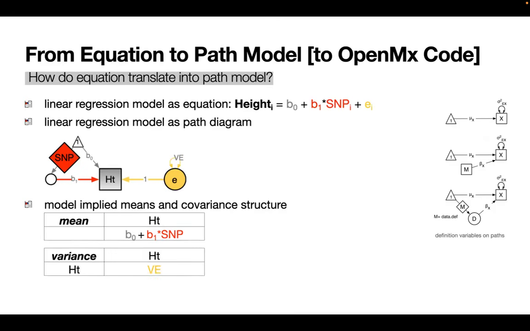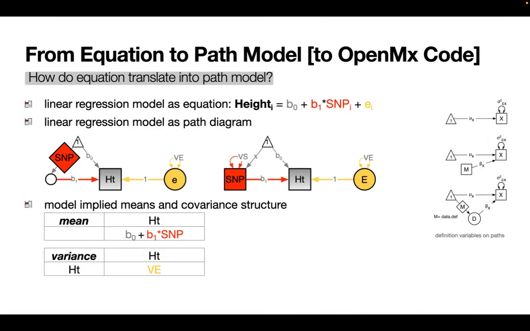And so this particular diagram then translates into the expected mean, which is calculated from the triangle to the dependent variable height here as b0 plus b1 times the value of the SNP, and maps on directly to the equation from the linear regression. In addition to the effect of the SNP, there is also some residual variance, so that is included in the expected variance of height.